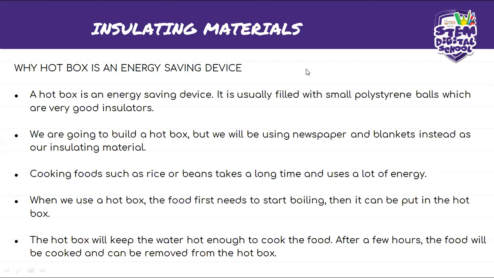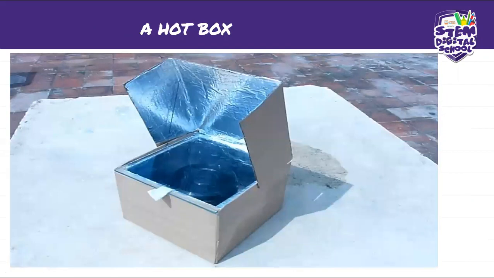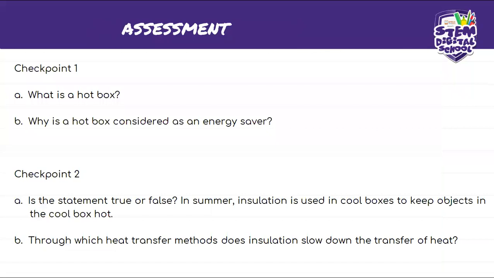All right. So this is an example of how the hot box is. You see, it is made of wood and paper, and then there is food that is kept inside or placed inside so that it will keep it hot.